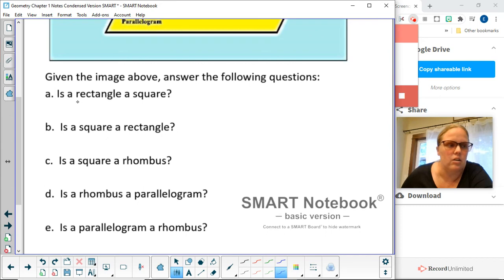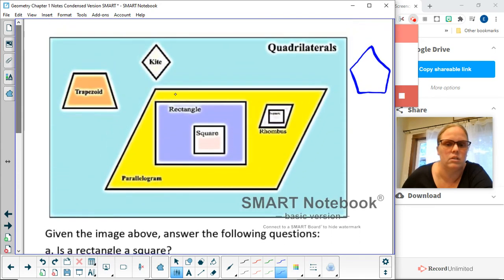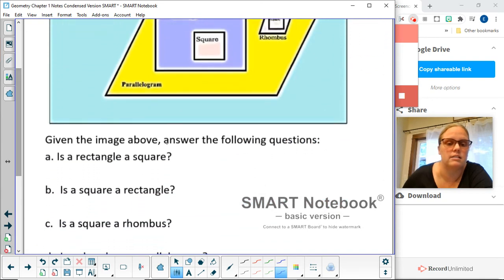Is a rectangle a square? So if I look up here, okay, well, rectangle's right here, and rectangle is inside of the parallelogram. It's also inside of the quadrilateral. So no, a rectangle is not necessarily a square. Oh, that's a terrible N.